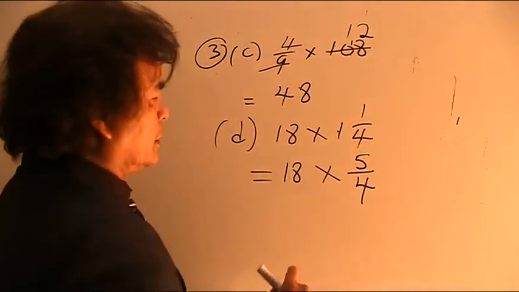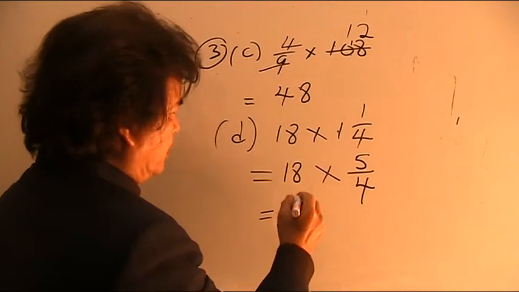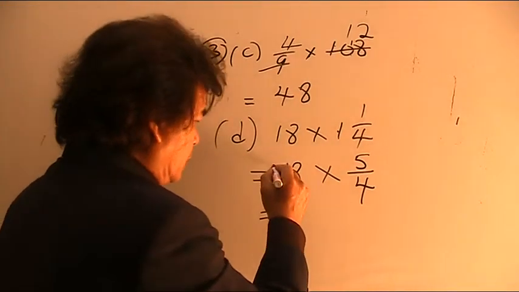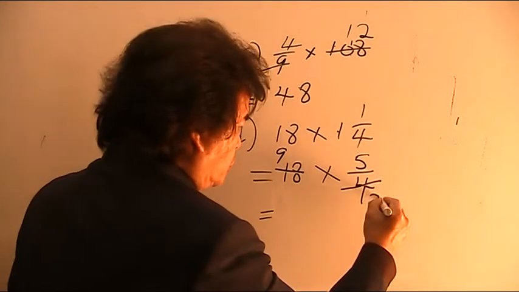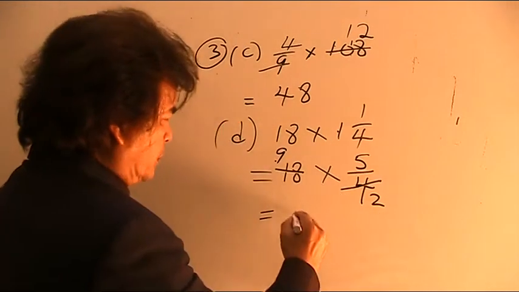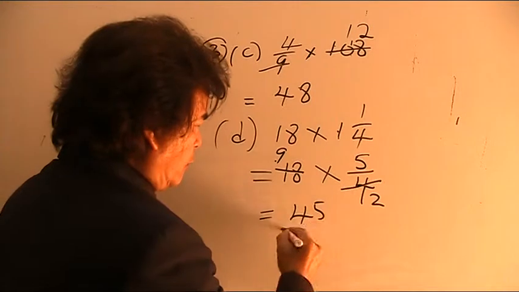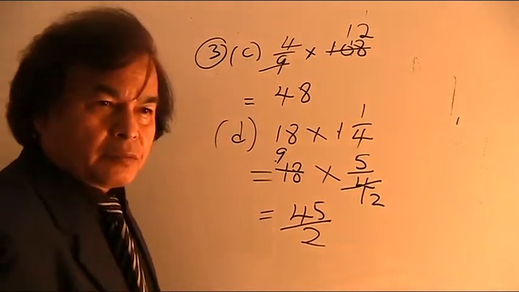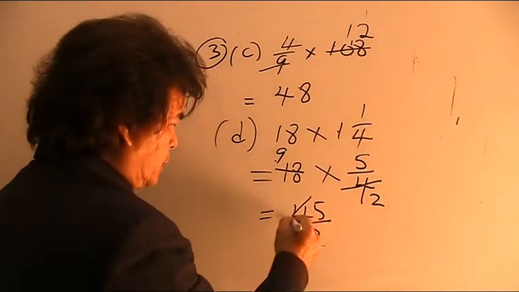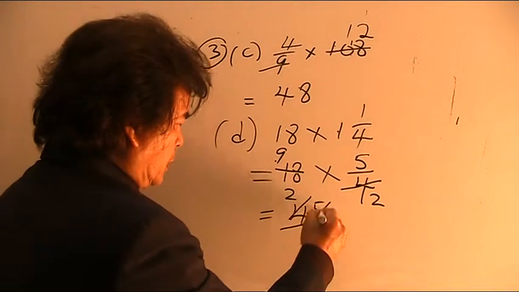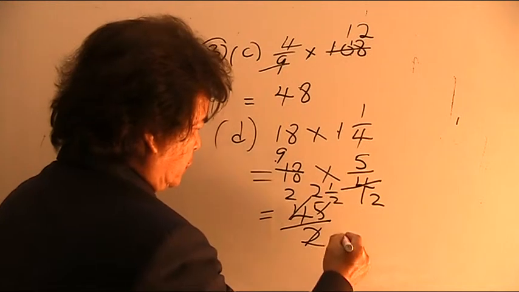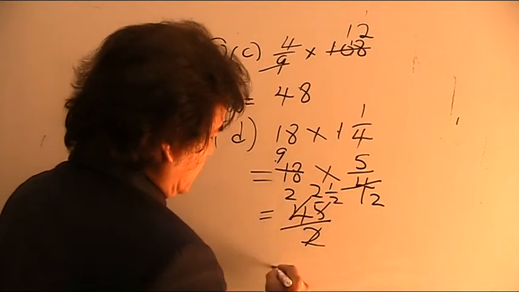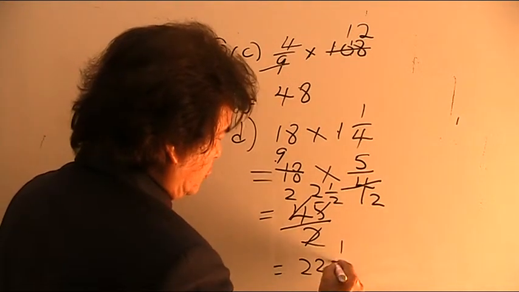Okay, so you simplify this. You divide 18 by 2, you get 9. 4 by 2, you get 2. So 9 times 5, 45, over 2. When you divide, 45 divided by 2, you get 22, remainder 1, so you get 1 over 2. So your answer should be 22 1/2.